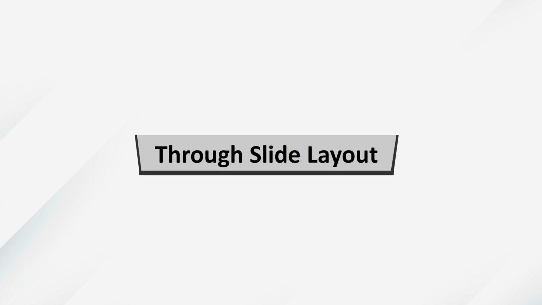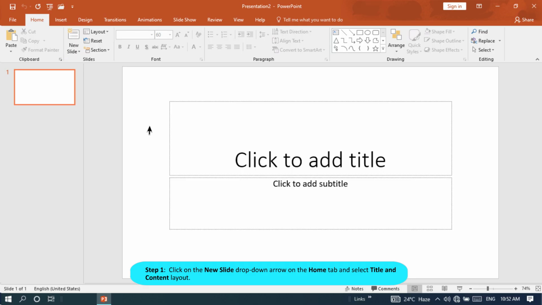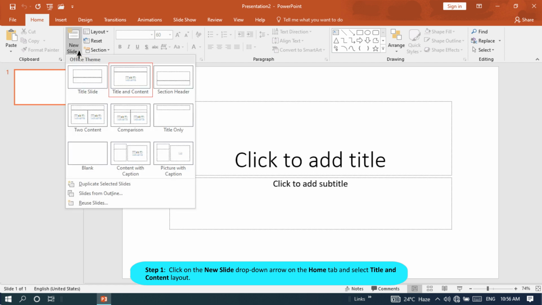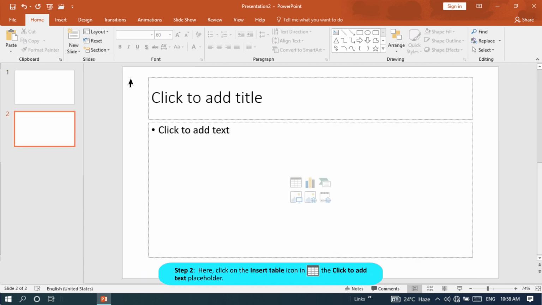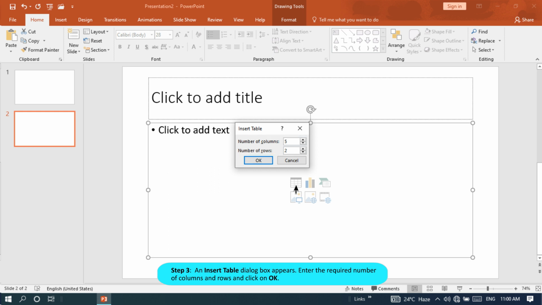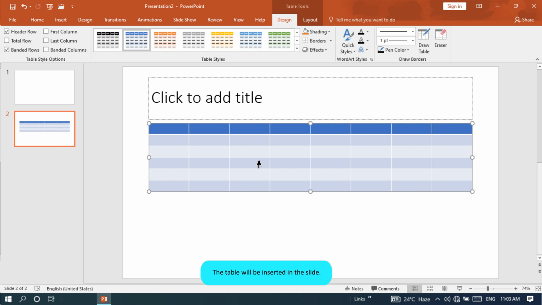Through Slide Layout. Step 1. Click on the New Slide drop-down arrow on the Home tab and select Title and Content Layout. Step 2. Here, click on the Insert Table icon in the Click to Add Text placeholder. Step 3. An Insert Table dialog box appears. Enter the required number of columns and rows and click on OK. The table will be inserted in the slide.